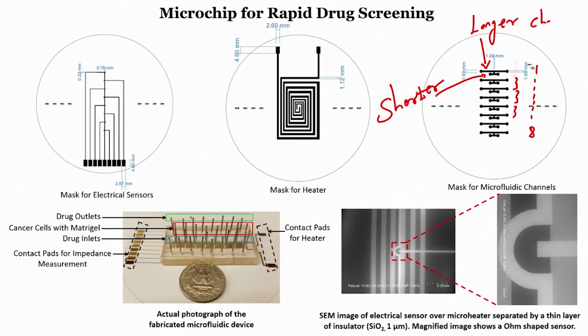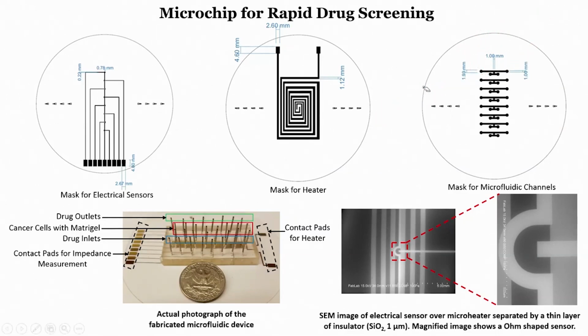So, what are we discussing here? We are discussing only one channel, which is a longer channel and a shorter channel. In the longer channel, we have to load the drug from here, and we have to take out the drug from here. We will load the drug from one end, and take out the drug from another end. This is what is written here, drug inlets and drug outlets. Okay.